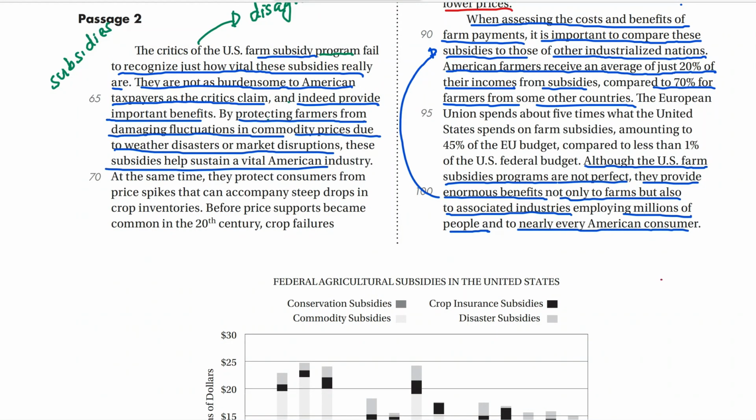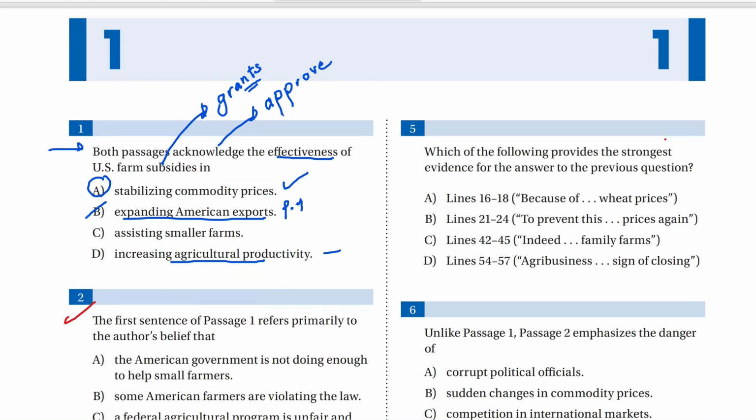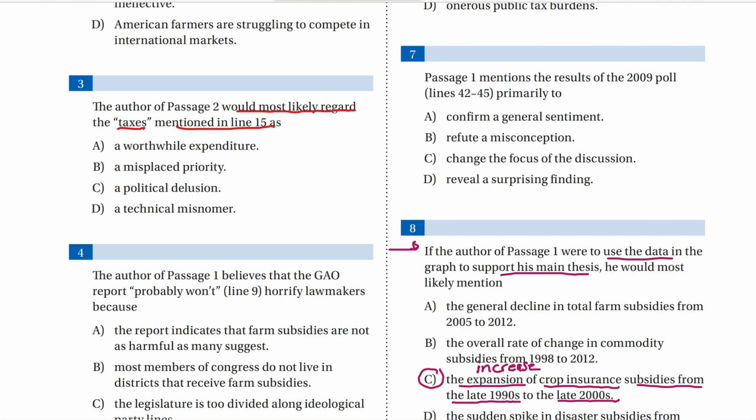but with the author of passage number 2 he would regard the taxes as what؟ مين يقول لي؟ Is it a political delusion? Of course no. Delusion means what? Like false belief. أنا عايز حاجة تبقى فيها positivity. Hopefully understand يا شباب. لازم تبقى positive شوية يا ندى. Misplaced priority negative.